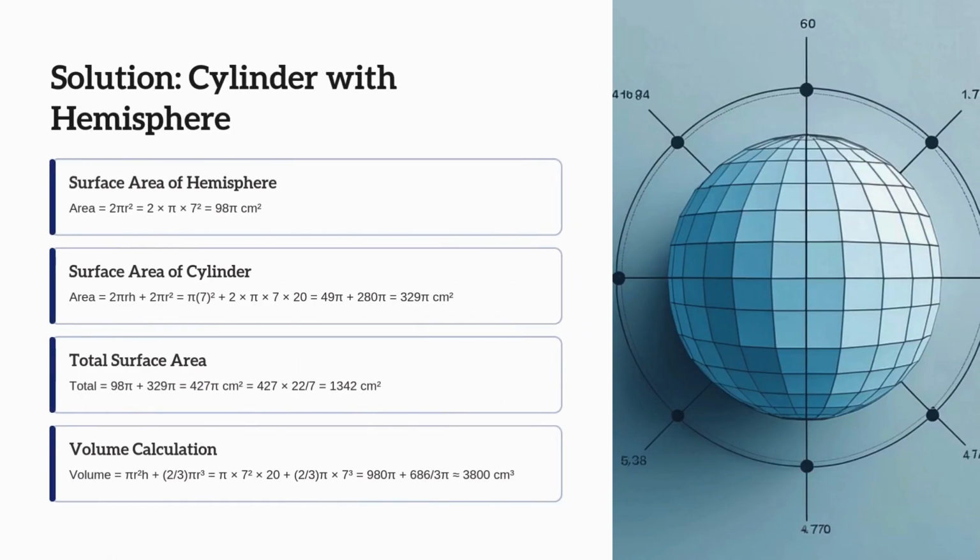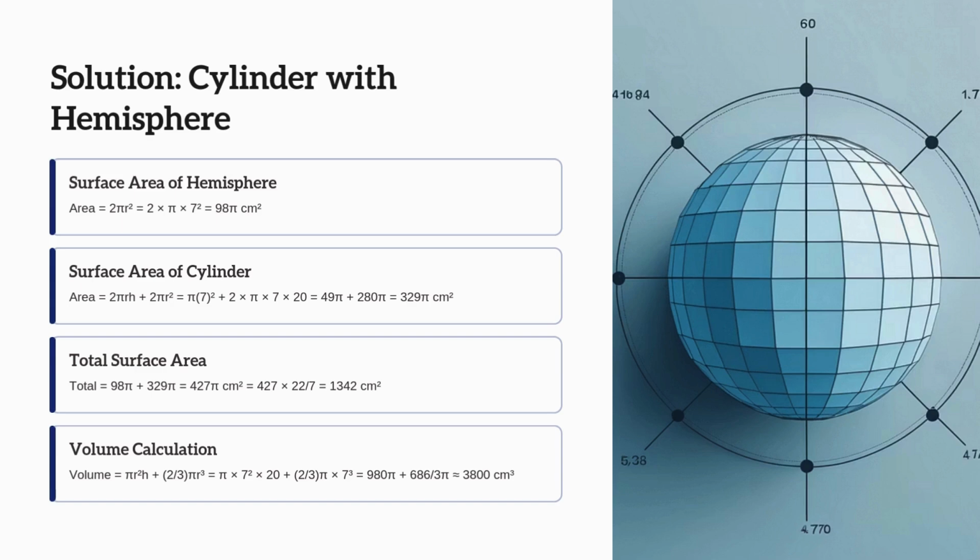Example: cylinder with hemisphere. Problem: calculate the surface area and volume of a solid made up of a vertical cylinder with a hemisphere on top. The cylinder has radius equal to 7 cm and height equal to 20 cm. Take pi equal to 22/7.